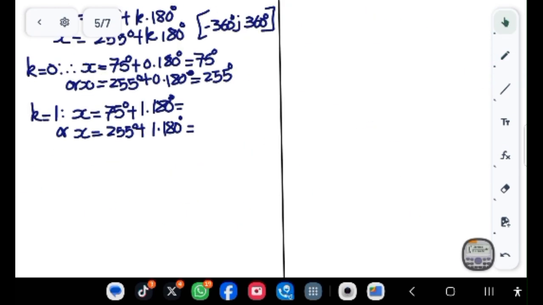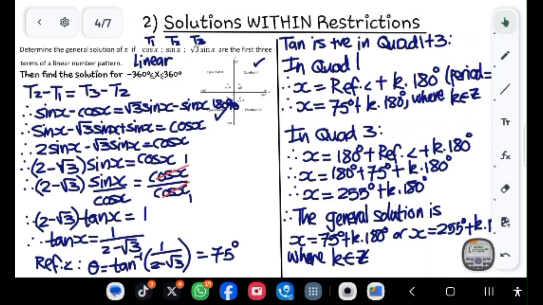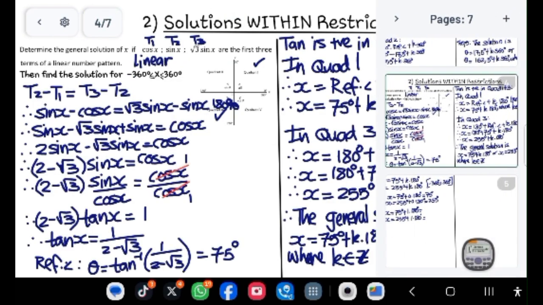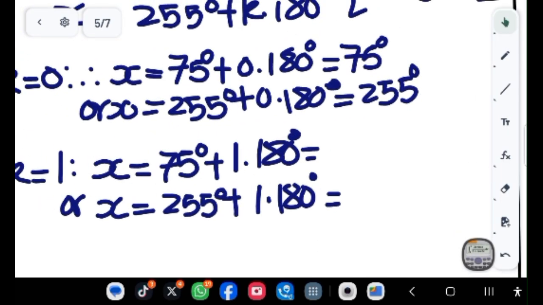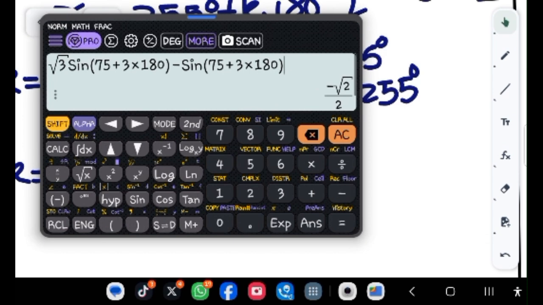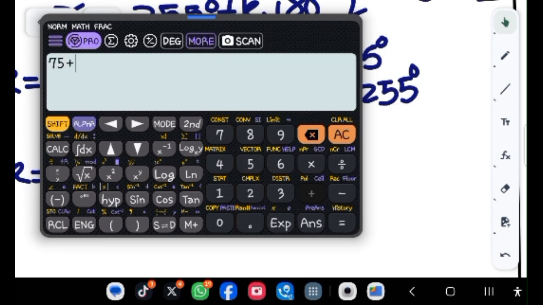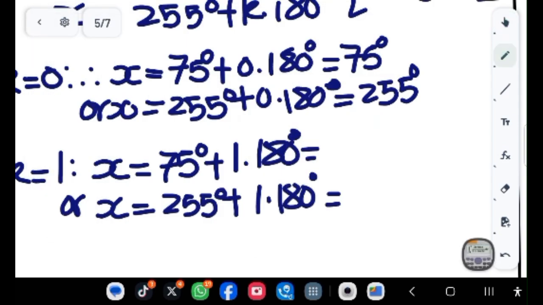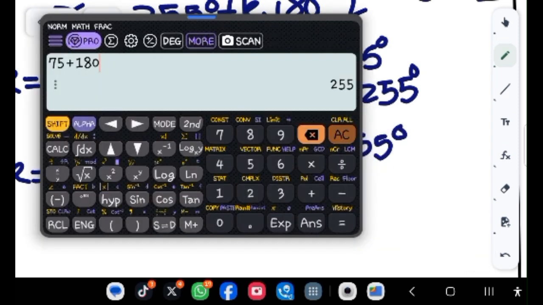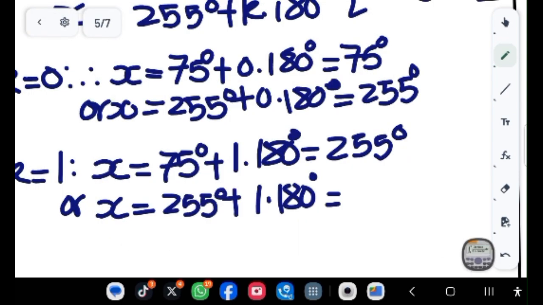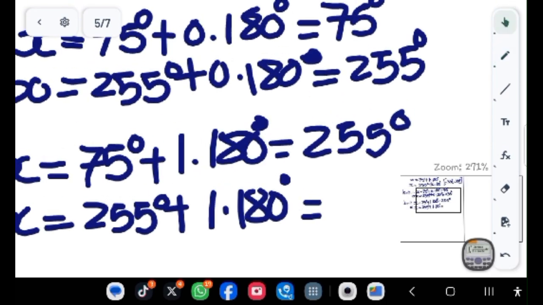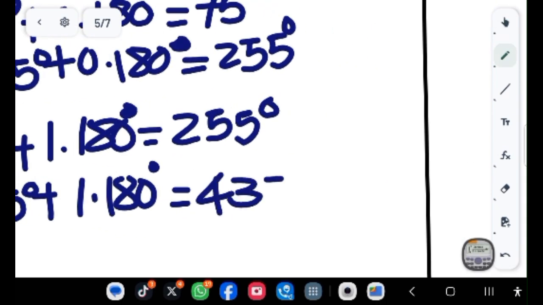Let me just double check the 255. Yes, that is correct. 75 plus 180 gives us 255, which is exactly the same as the 255. And then 255 plus 180 gives us 435. You can see already that is outside the restrictions, but let's continue. 435.